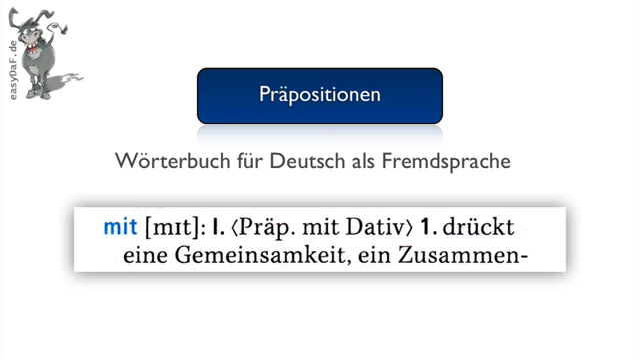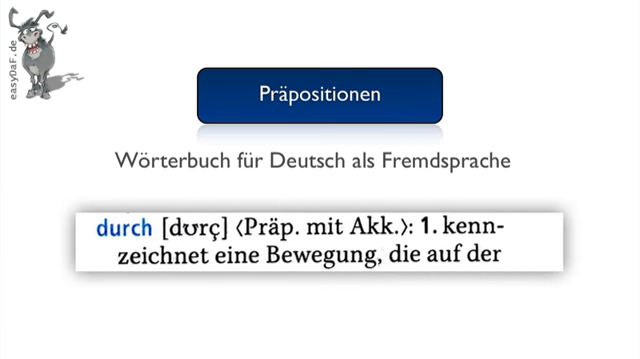So we just make this red, right? So you see the red frame around mit and the information dative. And we do the same with the next preposition, which is called durch. This is a preposition with accusative case. So as you can see, this is again written in blue, which has no meaning according to the case.